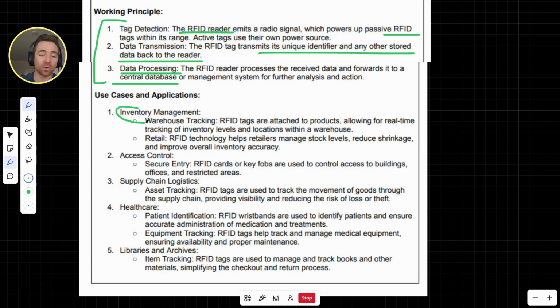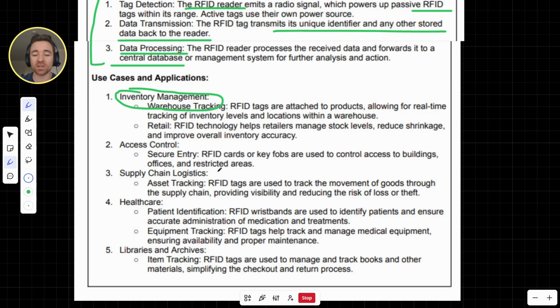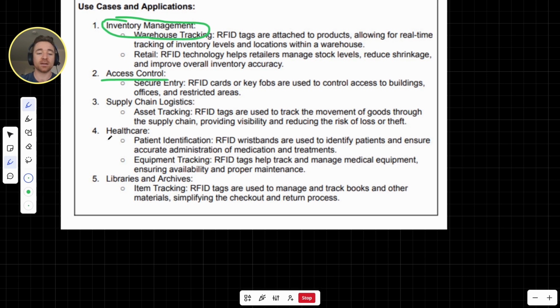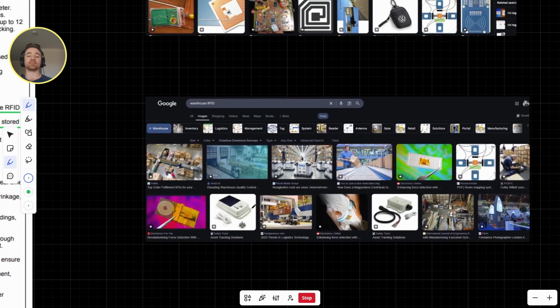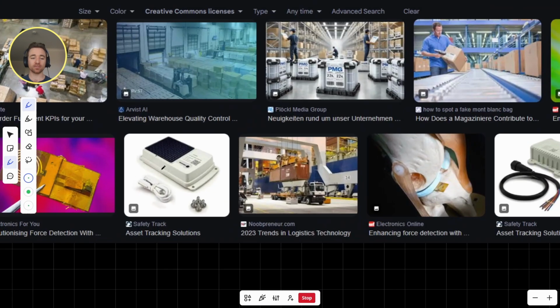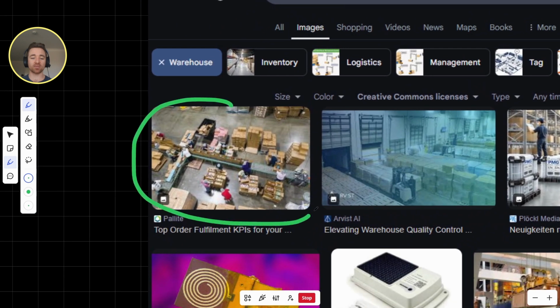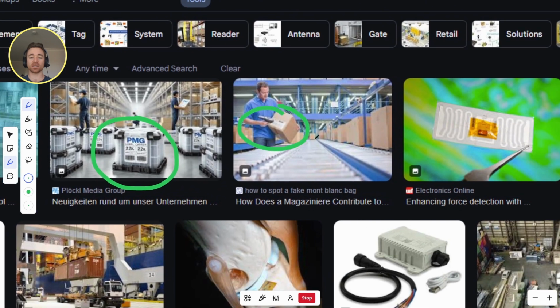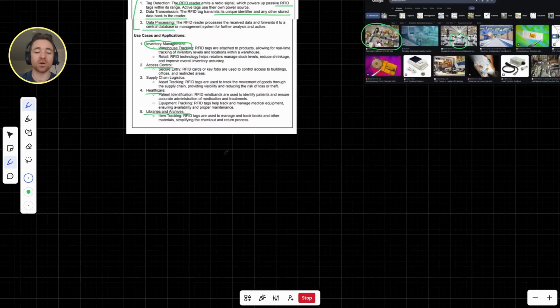So again, used for inventory management, access control as well. You can get RFID tags or key fobs that are used to access buildings too. Supply chain logistics, like what I was just talking about there. You can track your assets. You can do it in healthcare, libraries, and archives. Generally, if you're tracking something, tracking the location, you're going to be using RFID, right? So, little tag, looks like that. Used in supply chain logistics, right? Big warehouse, be using RFID tags. You're tracking these things, RFID tags. He's using an RFID reader to scan the RFID there. Okay, well, in this example anyway. Okay, so that's what you'd use RFID for.